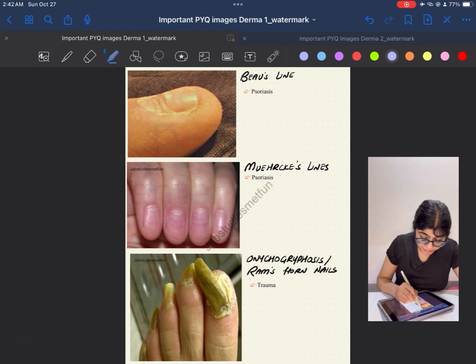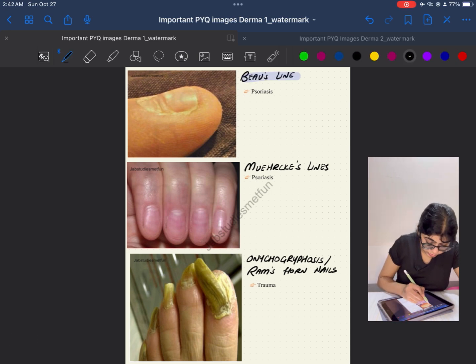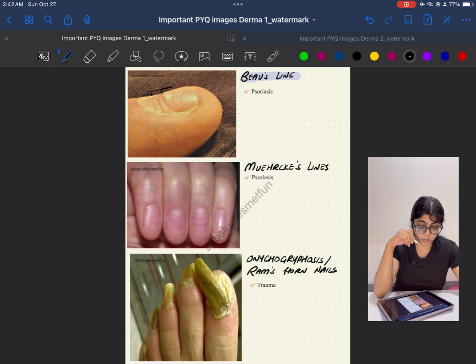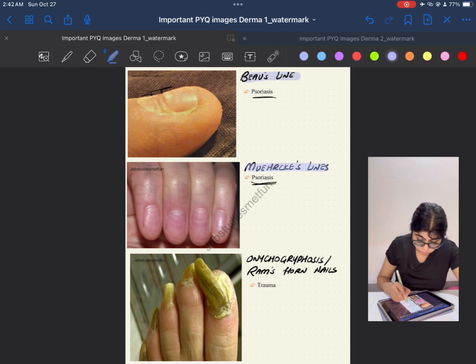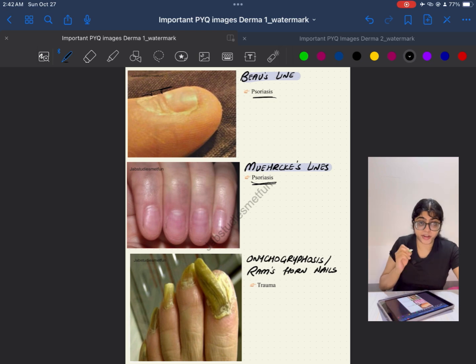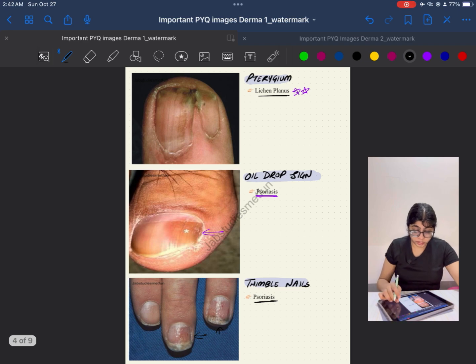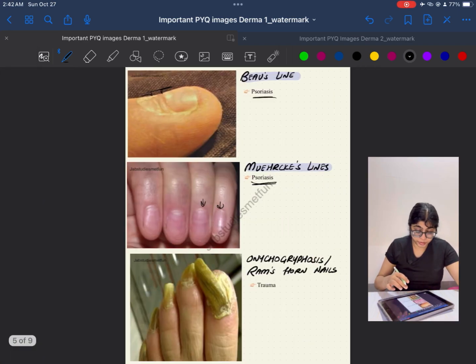Bose lines are again seen in psoriasis. There will be an indentation like this, and it is called as Bose line. The next one is Muirkes lines, and these are also seen in psoriasis. These also look like striations, red and white color striations. So all of these nail changes, the oil drop sign, thimble nails, Bose lines and Muirkes lines are characteristics for psoriasis.